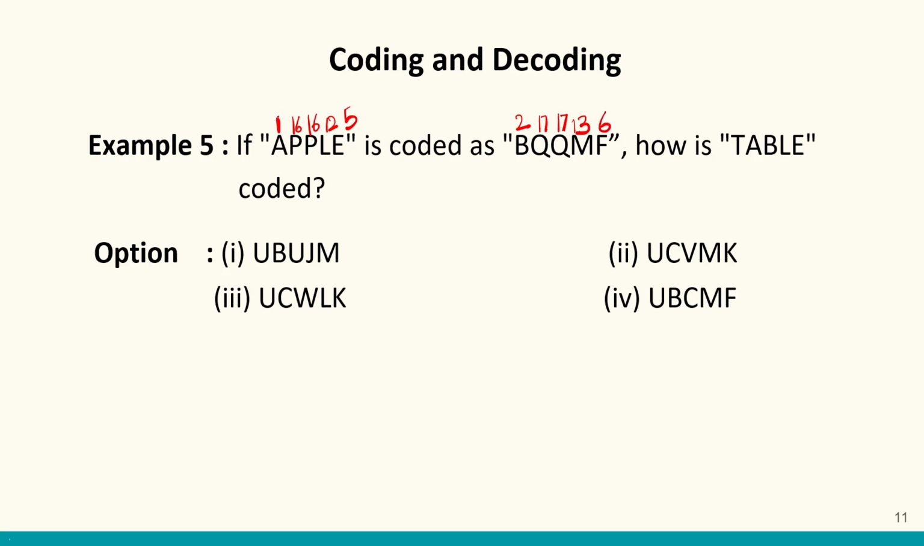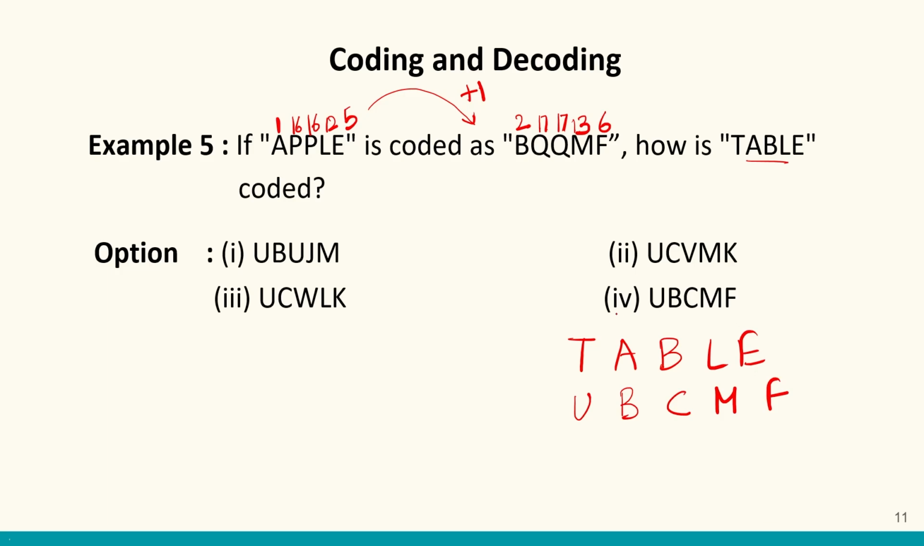So here I can say 1 plus 1 will give me 2, 16 plus 1 will give me 17. So from here to here we are moving one position forward. We'll follow the same pattern for table as well. Let me write it over here. T plus 1 will give me U, A plus 1 will give me B, C, M and F. So our answer will be U, B, C, M, F, which is option number 4.